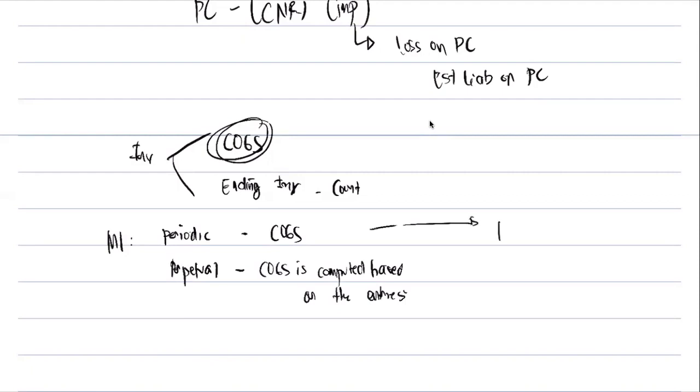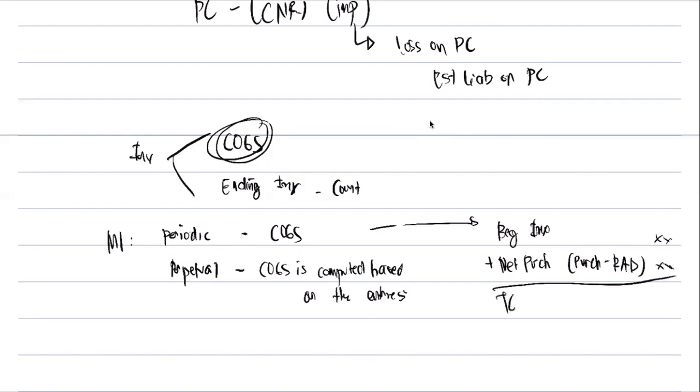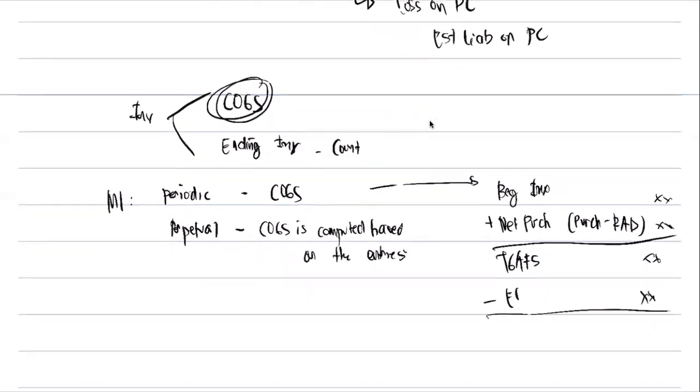Okay. So how do we compute for your cost of goods sold under your periodic again? That is equal to your beginning inventory plus net purchases. How do you compute for net purchases? That is purchases less returns, allowances, and discount. You have your total goods available for sale less ending inventory. We have your cost of goods sold. Okay, that's for merchandise inventory.